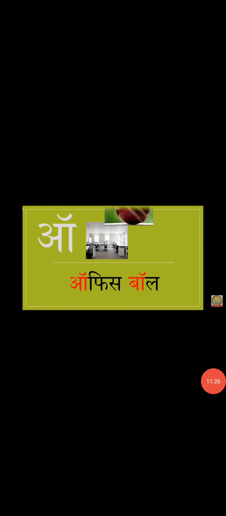Here is our next sound, and the last one, for office, ball. Okay, office, ball. When we write office, when we write ball, we use this swar. Okay, these are the new swar included in Marathi swar. So here, children, we have learned 14 swar.